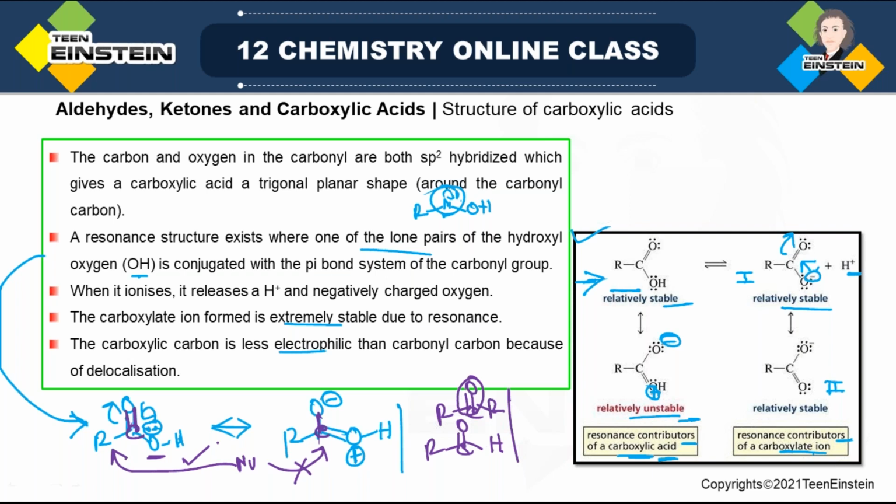So if you compare the electrophilicity of these two carbons, I am talking about the carbon in aldehyde and ketone and the carbon in carboxylic acid, obviously in aldehyde and ketone the nucleophile will prefer to attack at these positions because the decrease in double bond character of the carbonyl carbon is not present. So that is why it is written that the carboxylic carbon is less electrophilic than the carbonyl carbon present in aldehyde or ketone because of this type of delocalization.